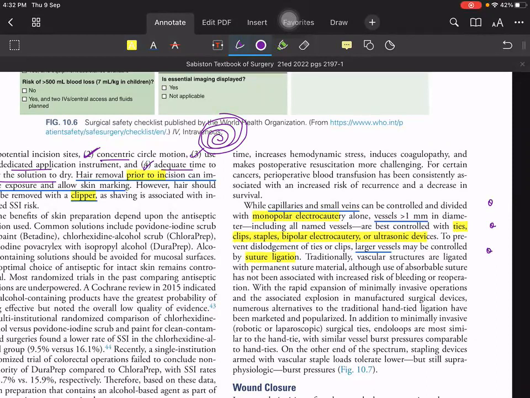First we will see capillaries and small veins, where monopolar cautery should be used, and for vessels more than 1 millimeter in diameter, including all named vessels. Any named vessel is there, you can go for other measures, tie, bipolar, ultrasonic devices. But in case of large vessels, you should not tie or clip because it may slip. In larger vessels, you can go for suture ligation.